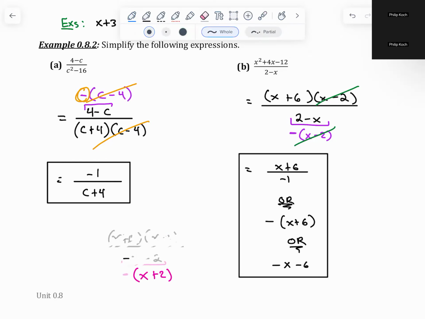So good, good. Any other questions? So it's a very, very useful trick to factor out a -1. So keep that in your back pocket.